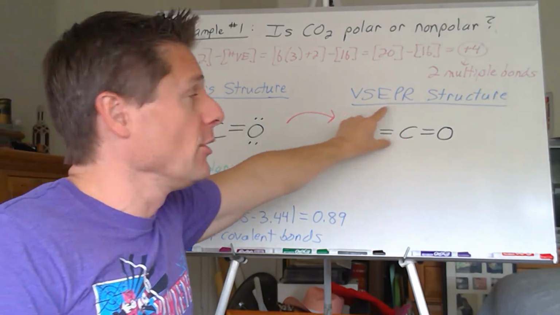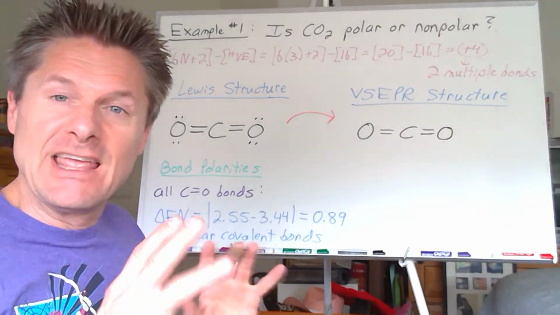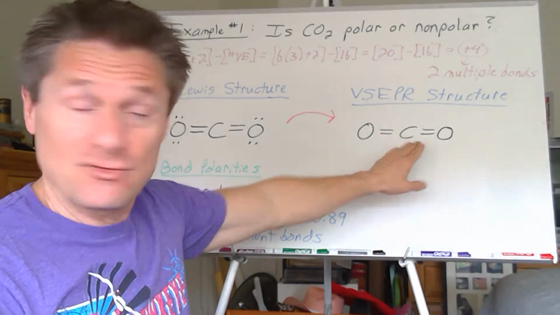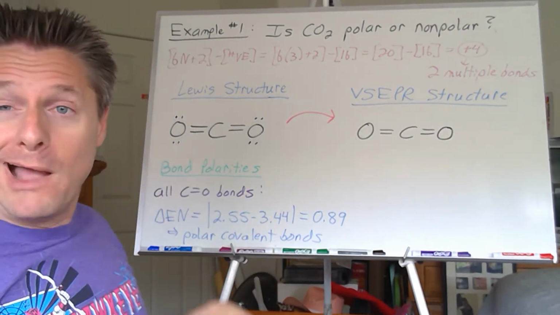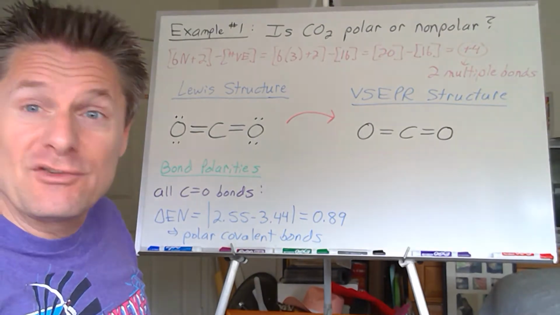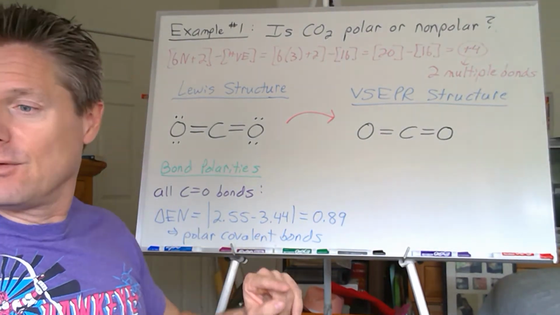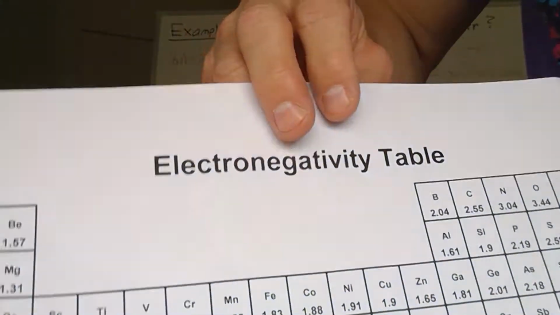You don't need to include the lone pairs on the terminal atoms, but I would include lone pairs on central atoms so you can see if it distorts the symmetry. So that's what it looks like. Looks pretty symmetric, would you agree? Now let's do the bond polarities. Both bonds are carbon-oxygen double bonds, so we only have to do the calculation once. Each bond would be the delta EN. So if you look on your electronegativity table for carbon, remember this? You're going to need this.